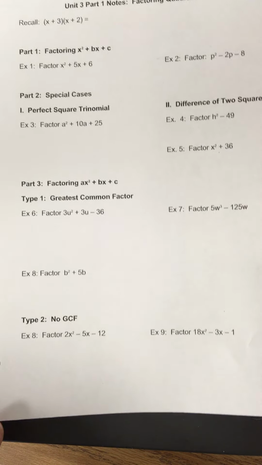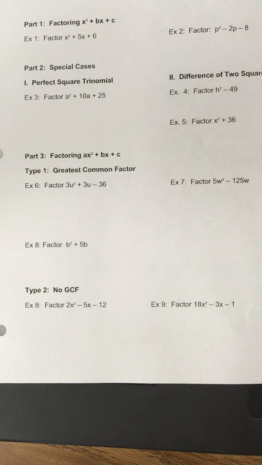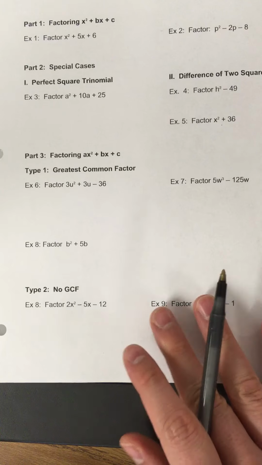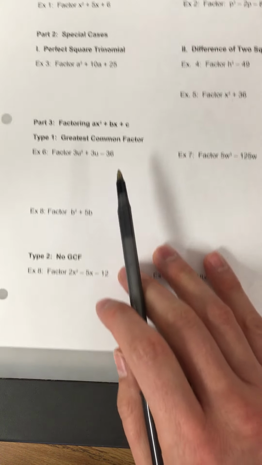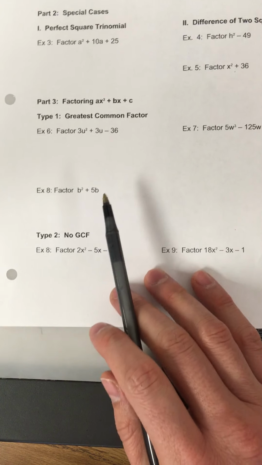All right, this is factoring ax squared plus bx plus c when you don't have a greatest common factor. So in my last video, we've done all these other examples. We're just doing the bottom two examples in this one.